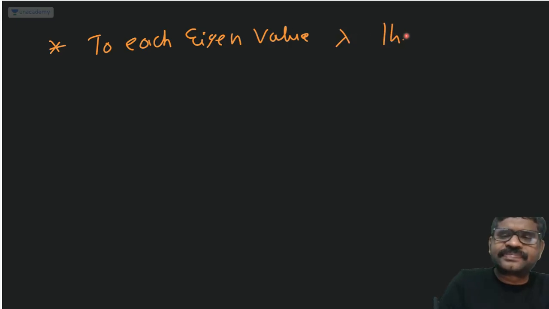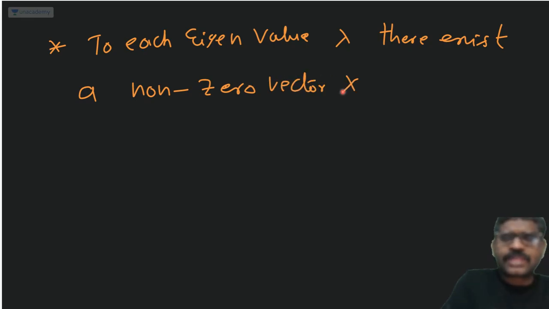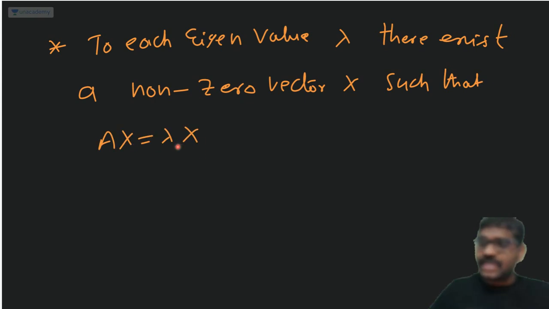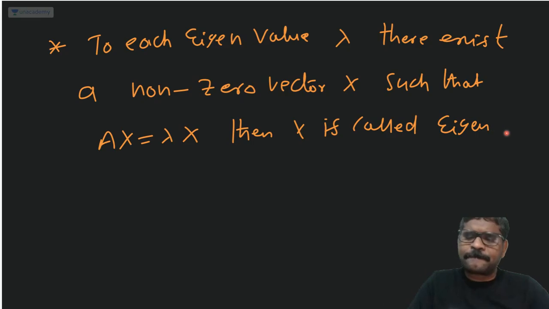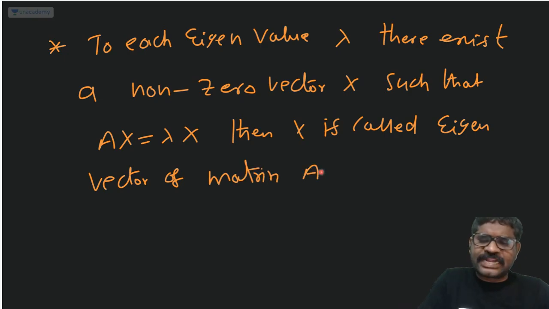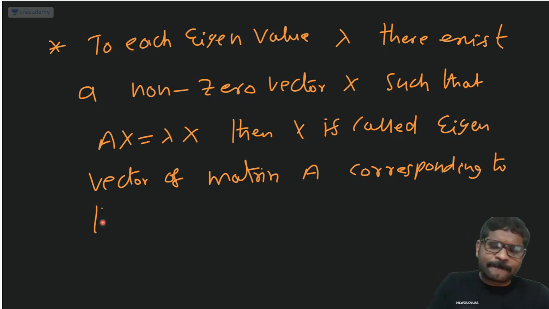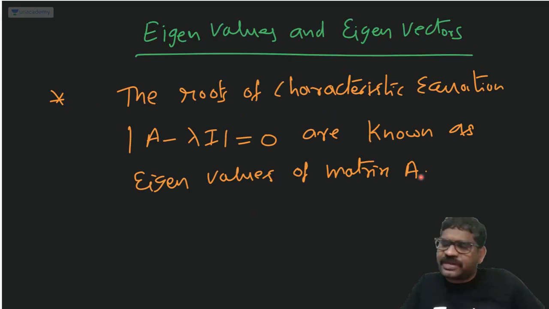there exists a non-zero vector x such that A x equal to lambda x, then x is called an eigenvector of matrix A corresponding to the eigenvalue lambda. Just I have given the definition.